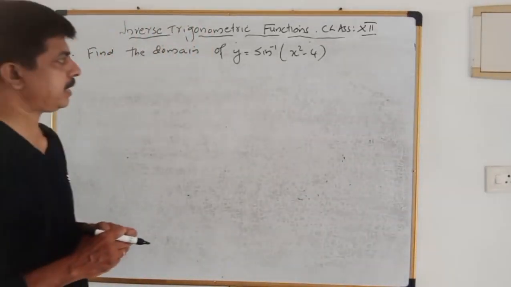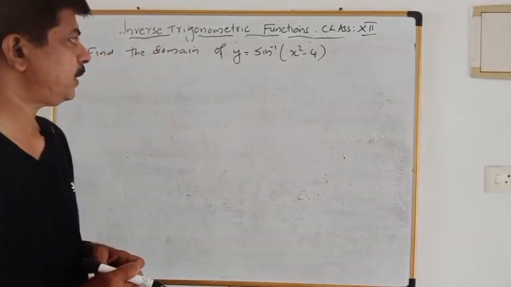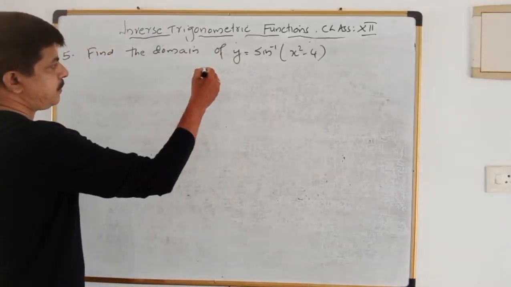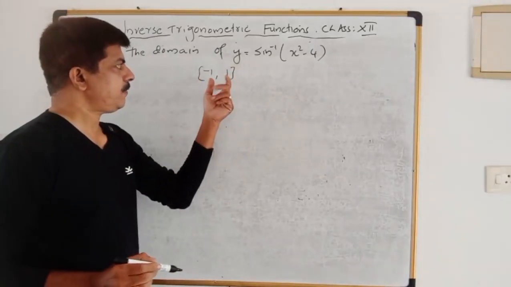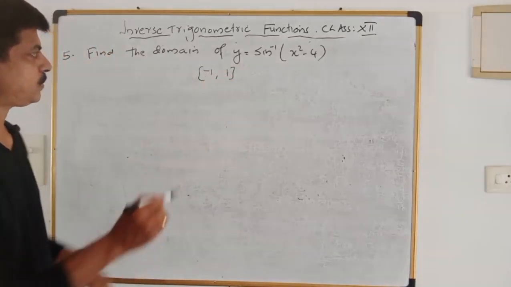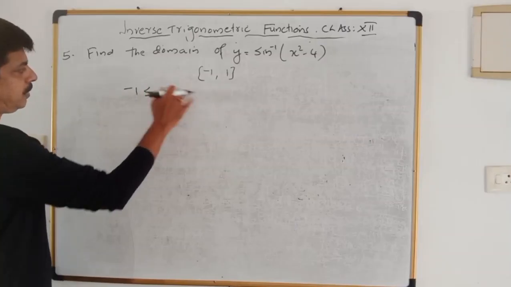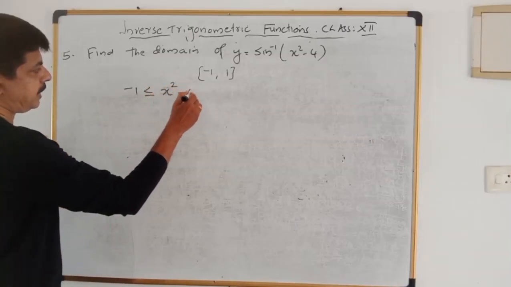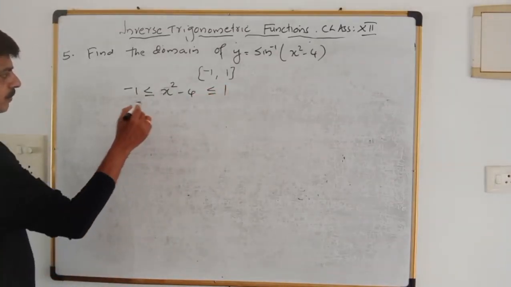Find the domain of y equal to sin inverse of x square minus 4. This is a very important question. We have to find the domain. We know that the domain of the sin inverse function lies between minus 1 and plus 1. So we write minus 1 less than or equal to x square minus 4, less than or equal to 1. So we add positive 4 to both sides.